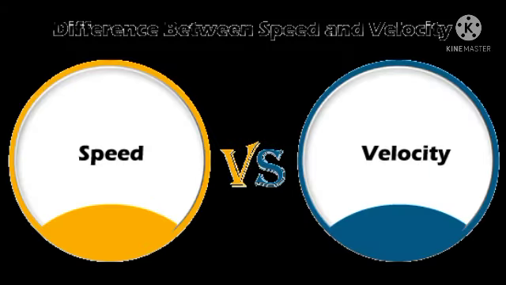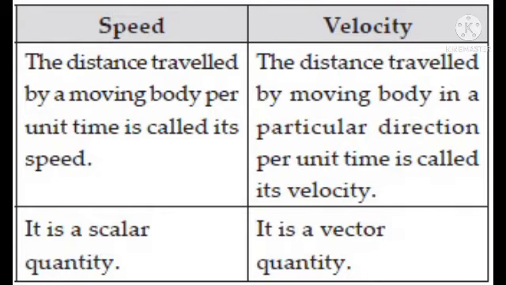Now let's discuss the difference between speed and velocity. Speed is the distance travelled by a moving body per unit time. But velocity is the distance travelled by a moving body in a particular direction. Speed is a scalar quantity and velocity is a vector quantity.